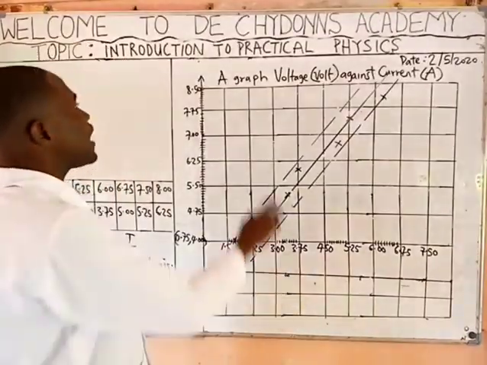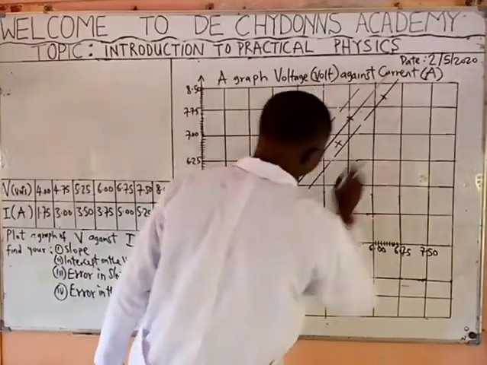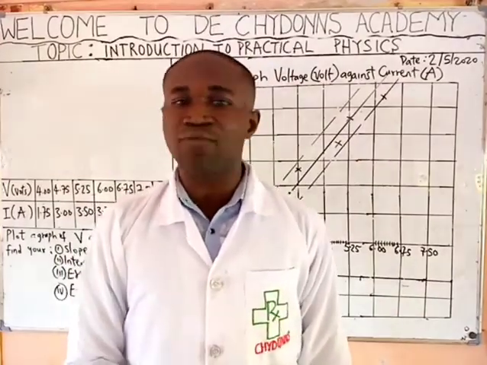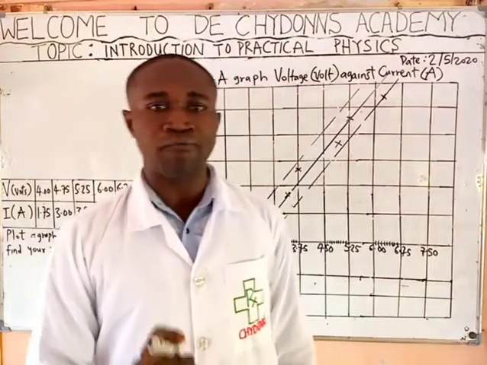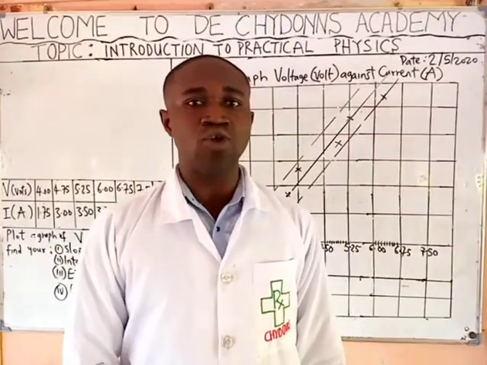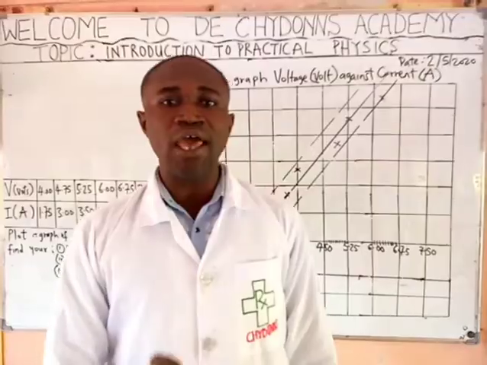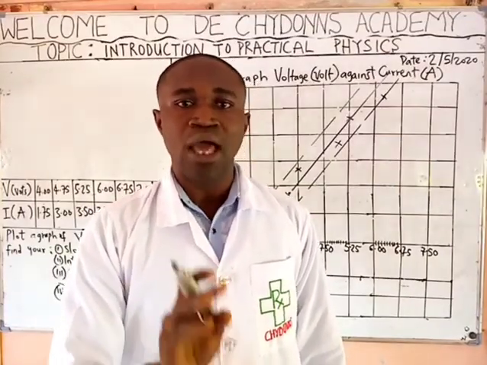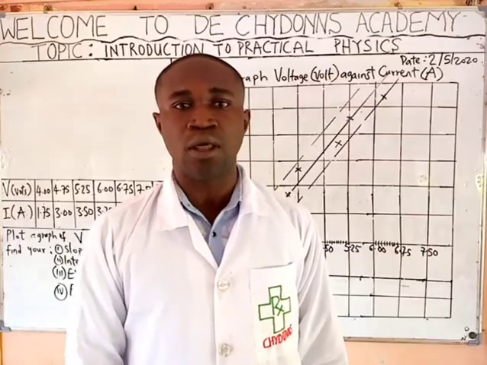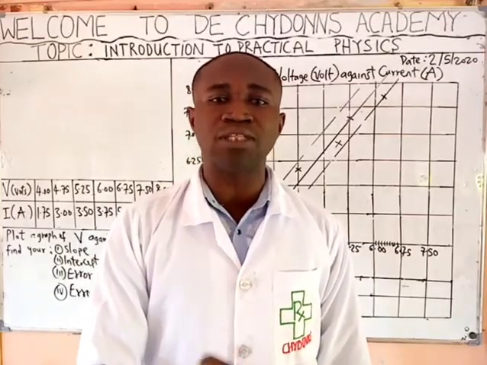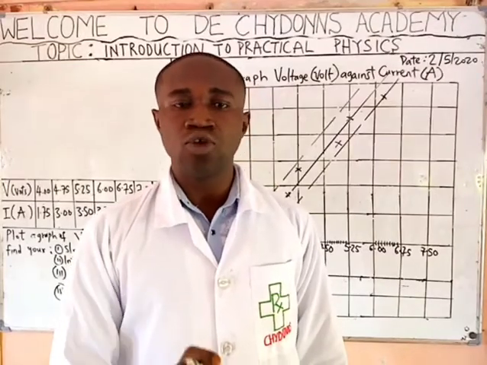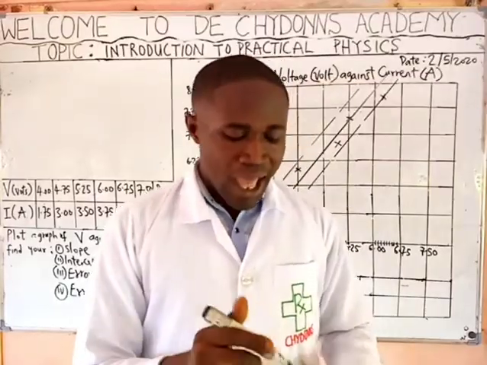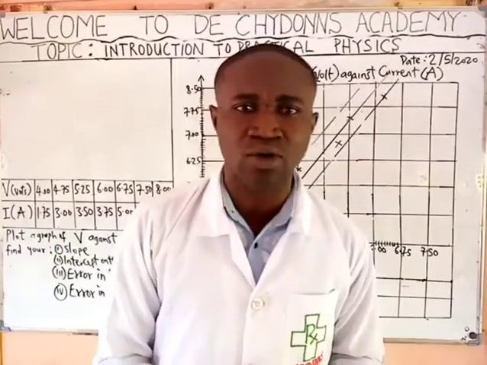Now, after putting the title of your graph, it is not a must that your graph must start from 0,0 or from the origin, unless you are instructed to do so. So if you are instructed to plot from the origin, ensure you plot your graph from the origin. But if you are not instructed to plot it from the origin, please use any scale of your choice. While choosing your scale, ensure you choose an appropriate scale.